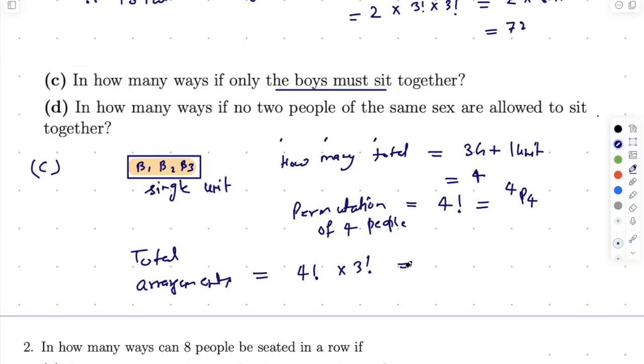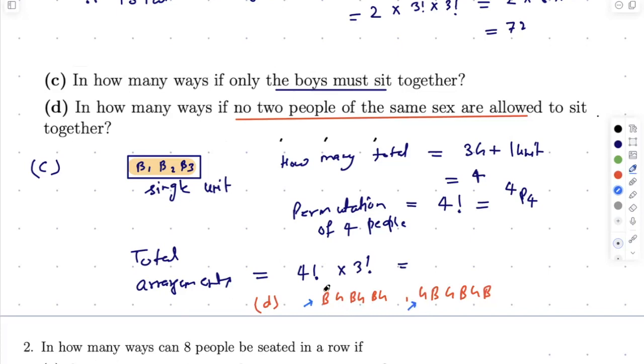Clear? This is the C part for you. And last, we have the D part there. D part is how many ways where no two people of the same sex are allowed to sit together. That means if a boy is there, then next is a girl, boy, girl, boy, girl. This is one possibility. The other possibility is girl, boy, girl, boy, girl, boy. These are the two possibilities. Either the first one will be there or the second one will be there.